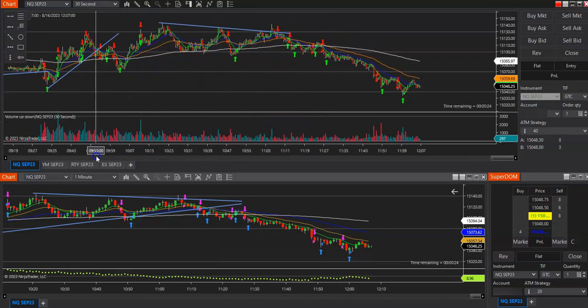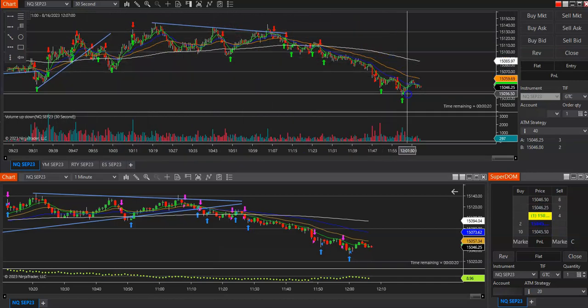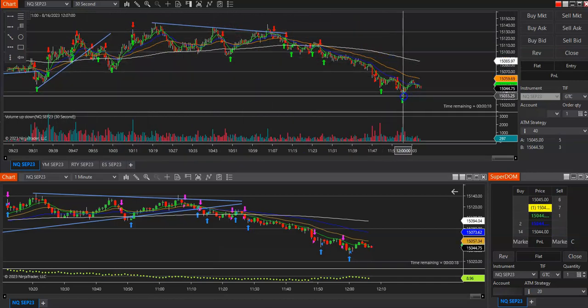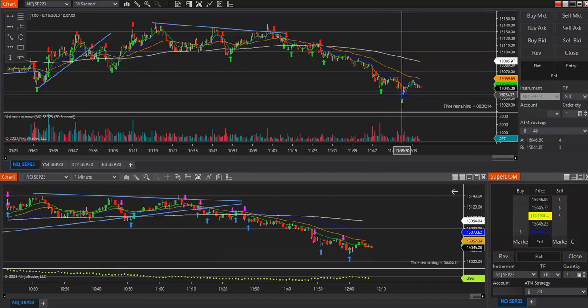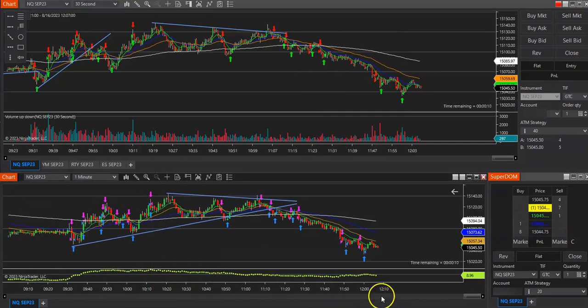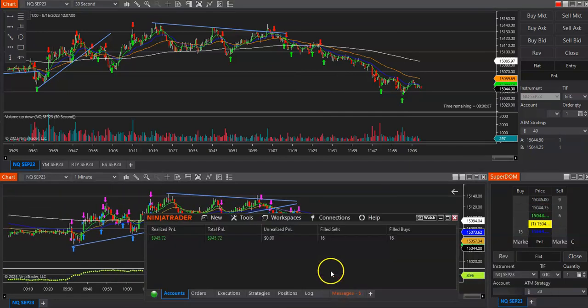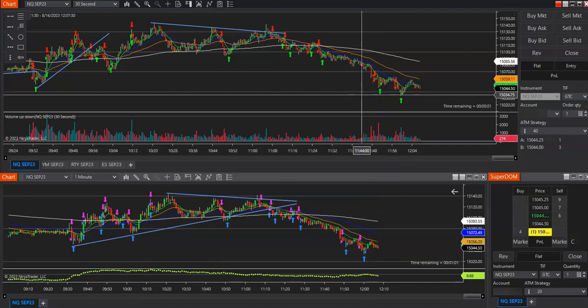From 9:30 when the market opened, you can see my buys and sells all the way to around 12 o'clock. Actually, around 12 o'clock was my last trade that I took, and made $945 after commissions and fees. Great day.